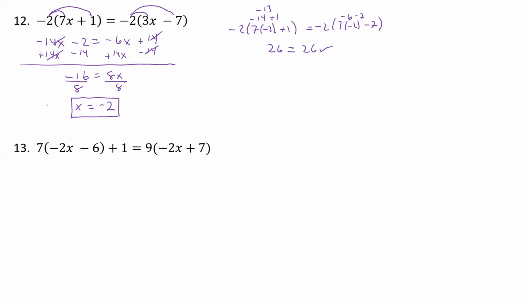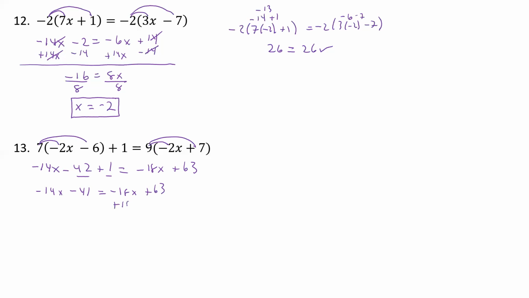All right. What about the next one? Well, again, we're distributing. Then we have this extra little piece here. So that looks like negative 14x. That looks like negative 42 plus 1 equals, that's negative 18x, and then plus 63. All right, so add like terms. So we have to add those first. So minus 14x, and then that's going to be minus 41 equals negative 18x plus 63.